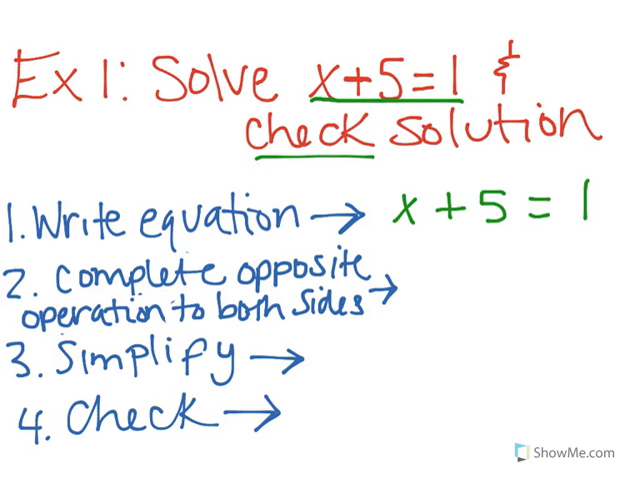Now my next step is to complete the opposite operation to both sides. So I'm going to identify what operation I'm using in this problem. The operation I'm using is adding. So I need to think about what the opposite of addition is. The opposite of addition is subtraction. So when it says to complete the opposite operations to both sides, instead of adding 5, like the example says, I'm going to subtract 5.